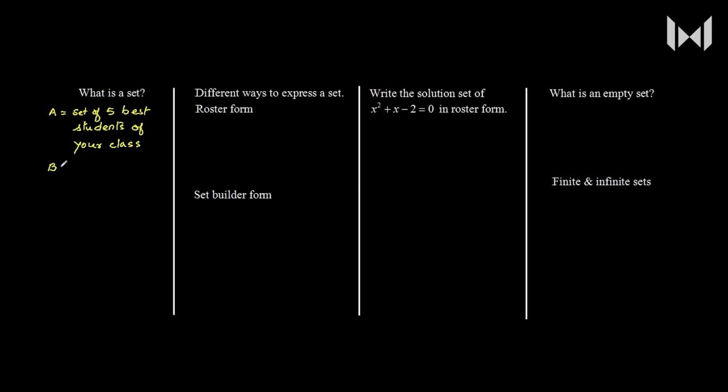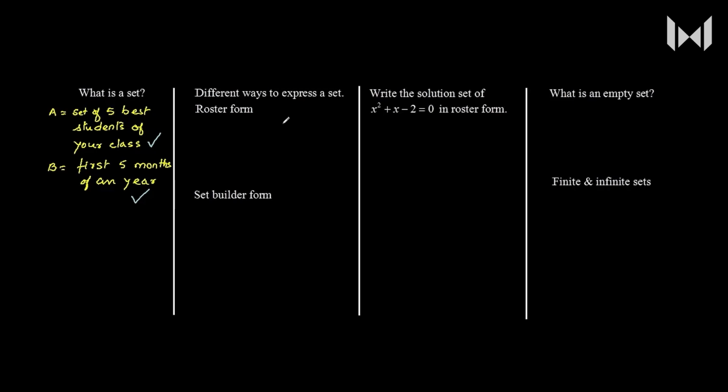But if I talk about the first 5 months of a year, even if I ask 1 person, 2 persons, 5 persons, all of them are going to answer the same, that is January, February, March, April and May. And so in this case this is a set, and the earlier one is not a set.